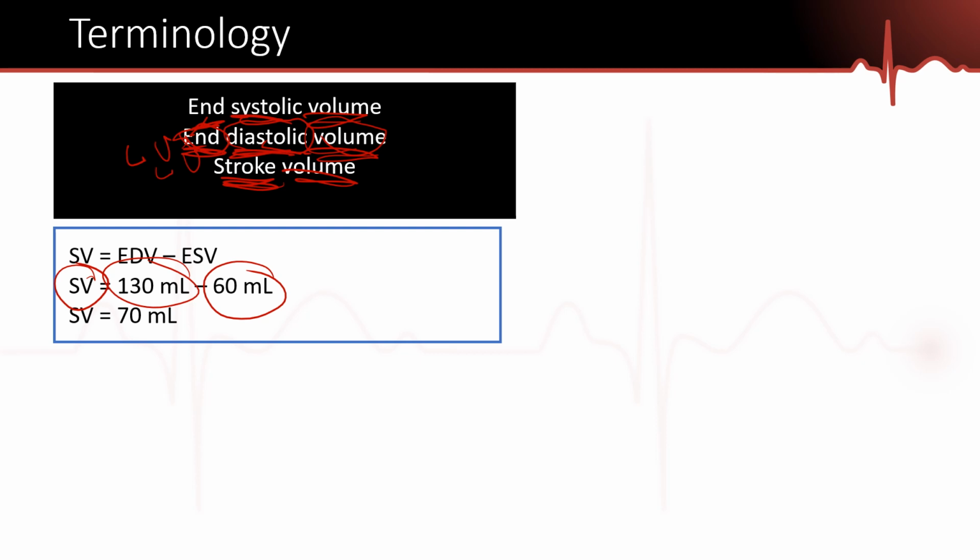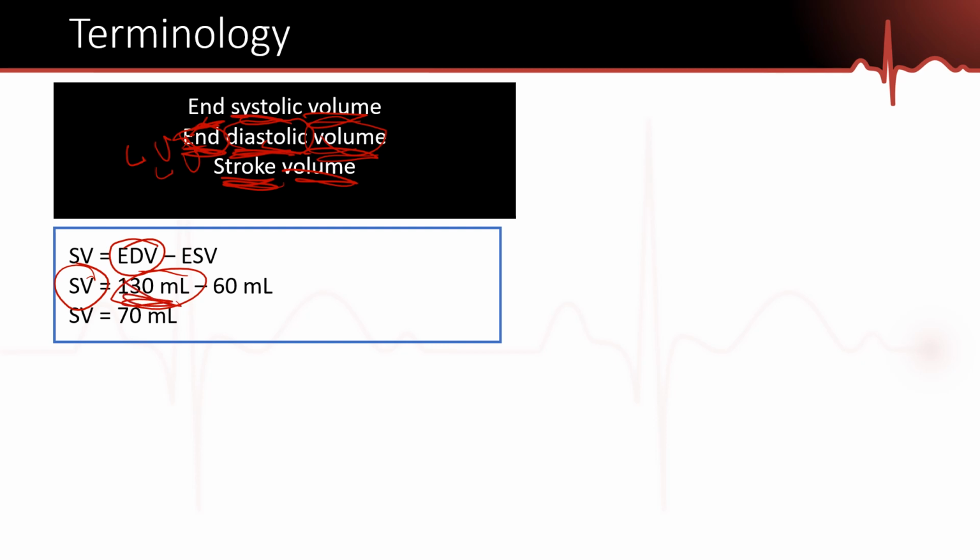So you say to yourself, I want to know how much blood the left ventricle pumps out when it contracts. First of all, I want to know how much blood was in the left ventricle when it was done relaxing. I want to know the maximum amount of blood that was ever in the left ventricle. It's end diastolic volume. At the end of relaxation, at the end of filling, how much blood was in the left ventricle? And we know that was about 130 milliliters.